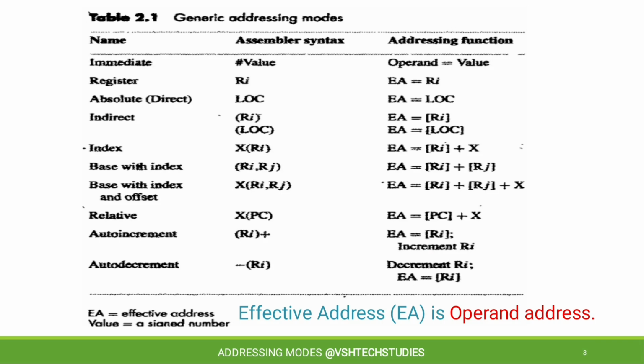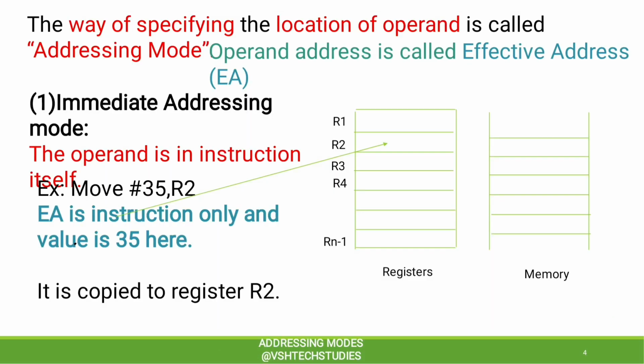Computer is always given instructions for doing the work. In each instruction, what operation must be done is specified to the processor. So the operation may be arithmetic or logical, but this operation will be done on the operands. Where are the operands? The location of operand, or the operand address, is called the effective address. So the way of specifying the location of operand is called addressing mode, and the operand address is called effective address.